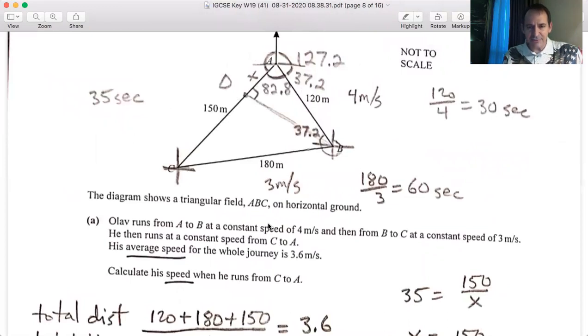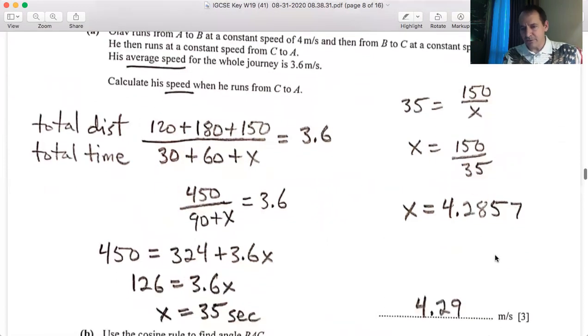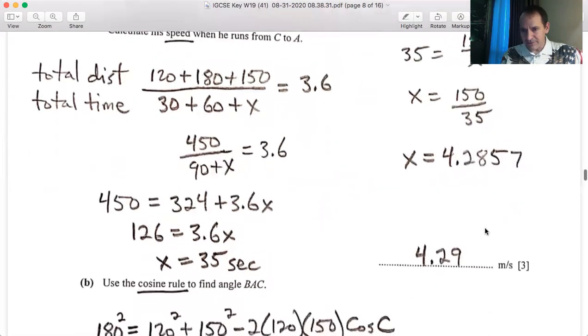The question is asking for the rate. So if time equals distance over rate, then rate equals distance over time. So 150 over 35 seconds is 4.2857, or in other words, 4.29 meters per second is how fast he traveled that last 150 meters.